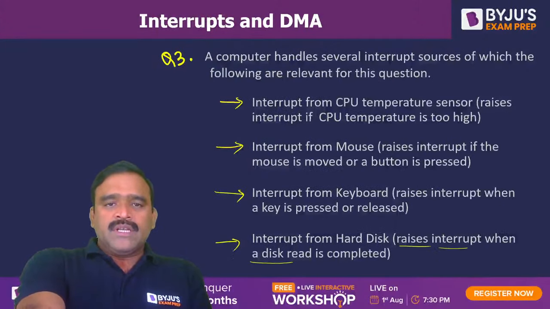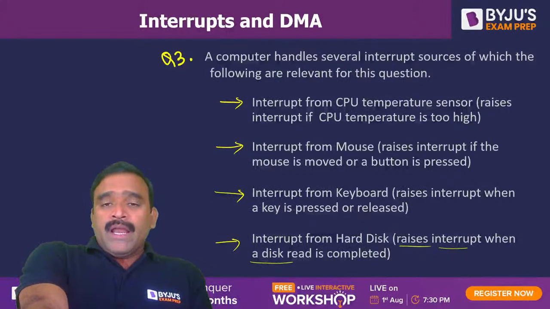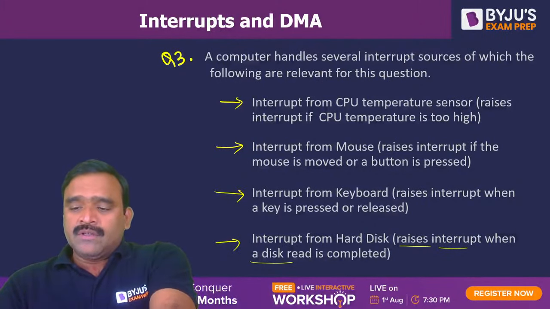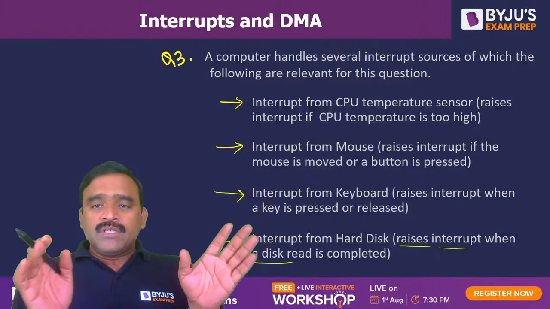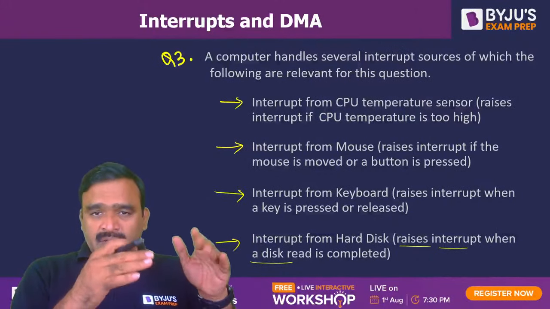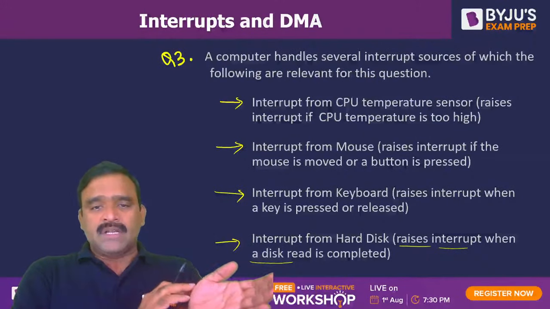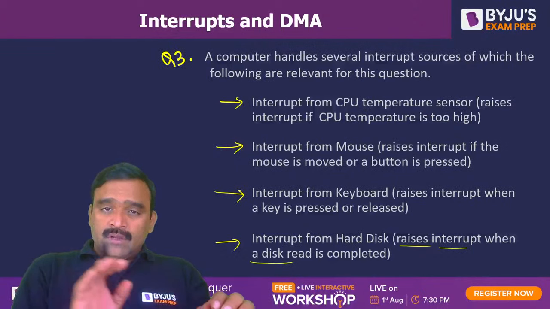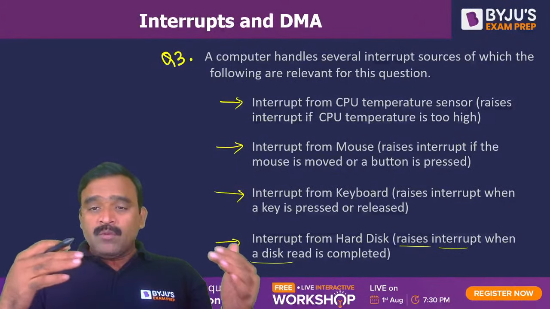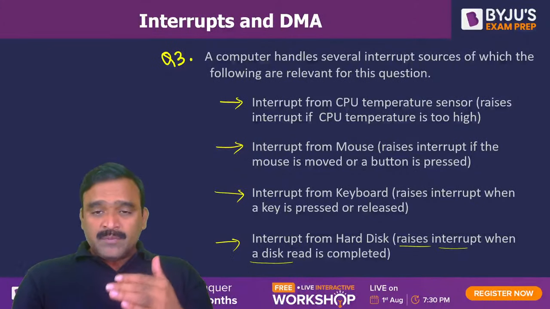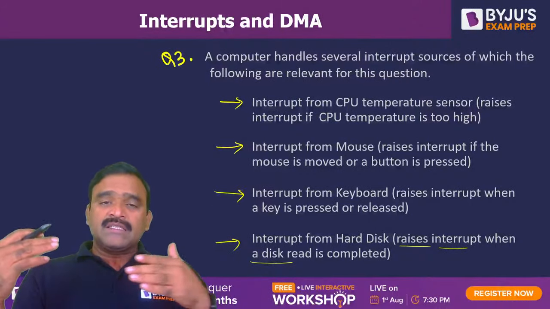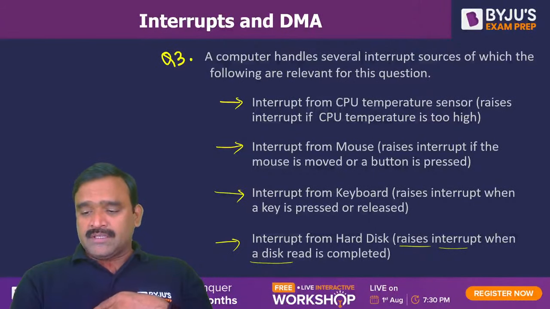Yeah, the question is like this. A computer handles several interrupt sources, of which the following are relevant for this question. Interrupt from the CPU temperature sensor: when the temperature is high, to automatically switch off the system, this interrupt is raised. Interrupt from mouse: when the mouse is moved or a button is pressed, it is raised. Interrupt from keyboard: it raises an interrupt when a key is pressed or released. And interrupt from hard disk: it raises an interrupt when a disk read is completed. So these are the things.